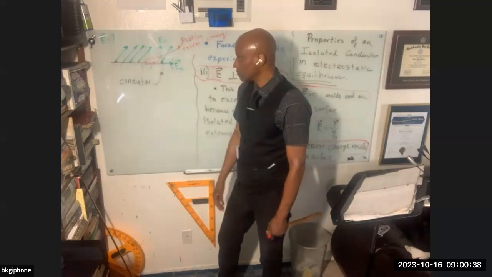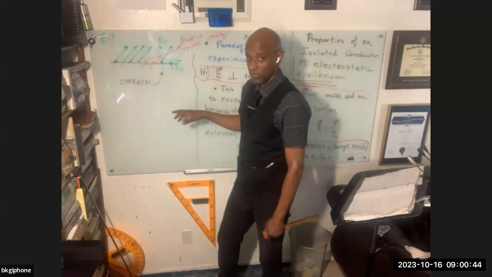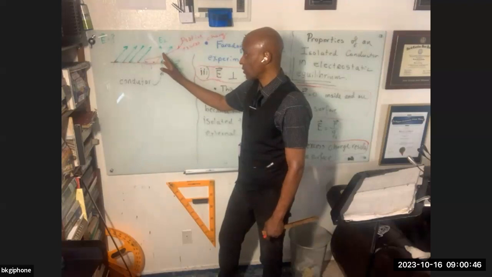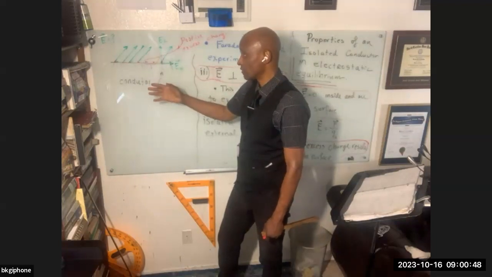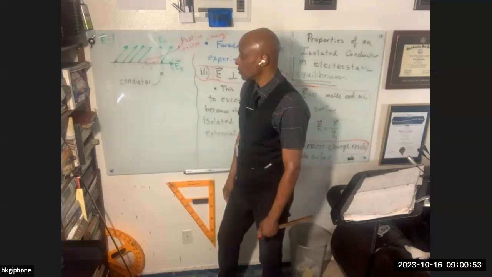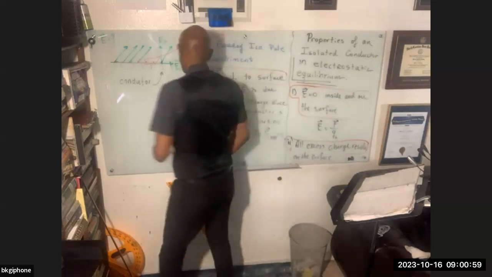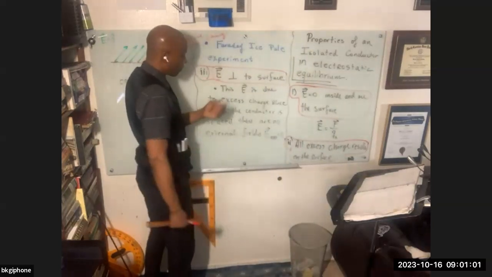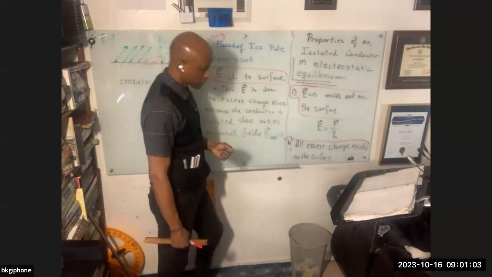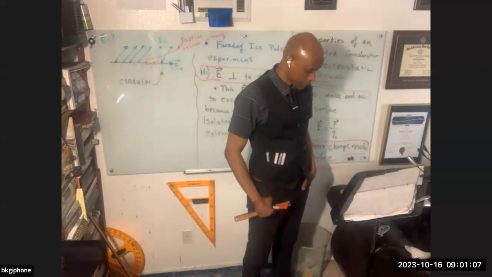So that's not true. So that must mean there are no parallel components of the electric field to the surface, which means the only components are perpendicular, which means the field itself is just perpendicular. So that's the argument that's made. And so electric fields are only perpendicular to the surface for an isolated conductor.